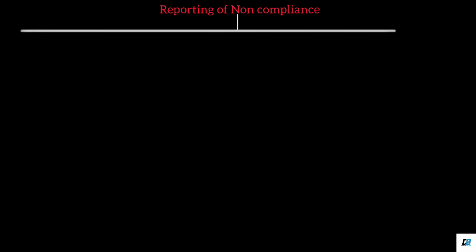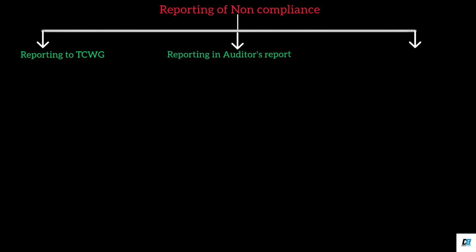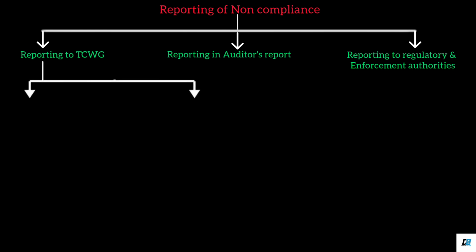Next, reporting of non-compliance. We have identified non-compliance, and now we are reporting it. So to whom do we have to report? There are actually three parties. One is reporting to TCWG, the second is reporting in the auditor's report, and the final one is reporting to regulatory or enforcement authorities. So first, let's learn reporting to TCWG.